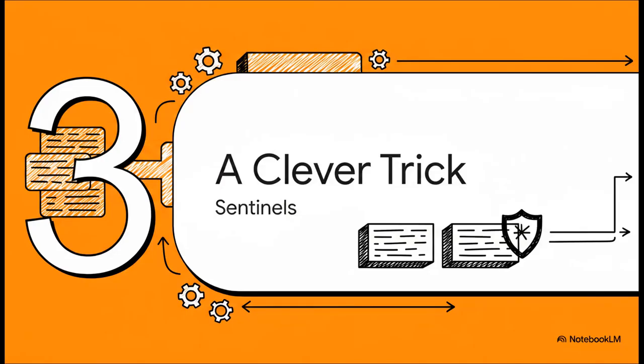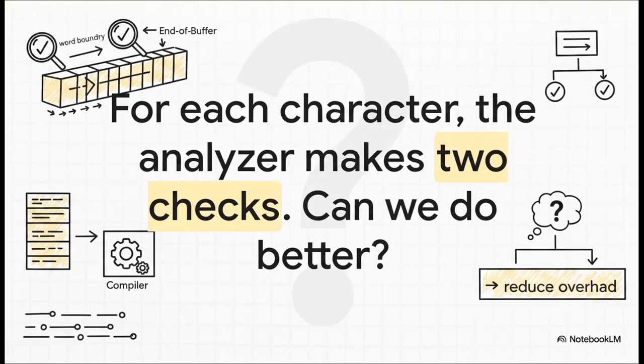But we can make this whole thing even more efficient. Let's look at this one other really clever optimization the compiler designers added on top of this system. It's a little trick called sentinels. Think about what that forward pointer is doing. For every single step it takes, it has to ask two questions. First, what character is this? To see if it's the end of a word. And second, am I at the end of the buffer? So it knows when to load the next one. These checks are happening millions and millions of times. So, can we do better?